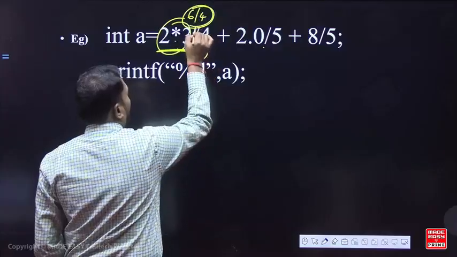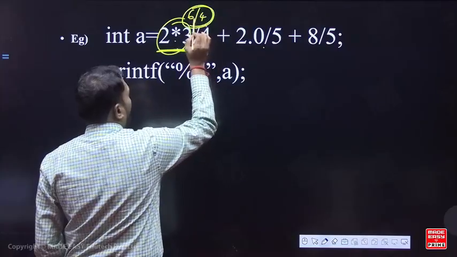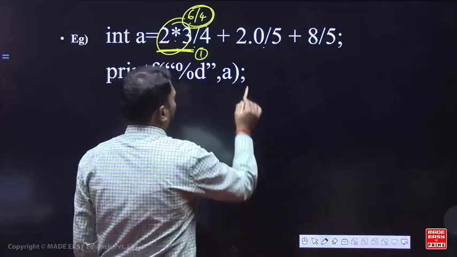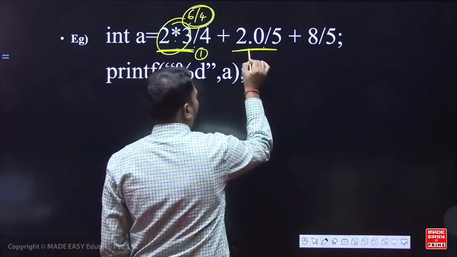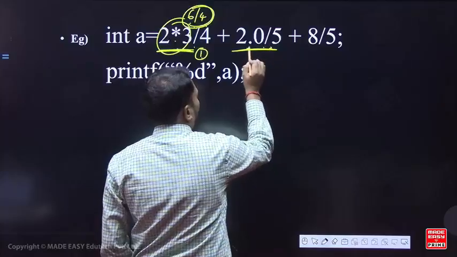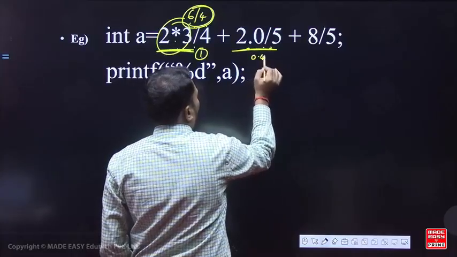1. According to C language, 6 divided by 4, both are integers, so the output will be an integer. Next you are going to do this division. One is a float, the other is an integer. What is the actual answer according to C language? 0.4.